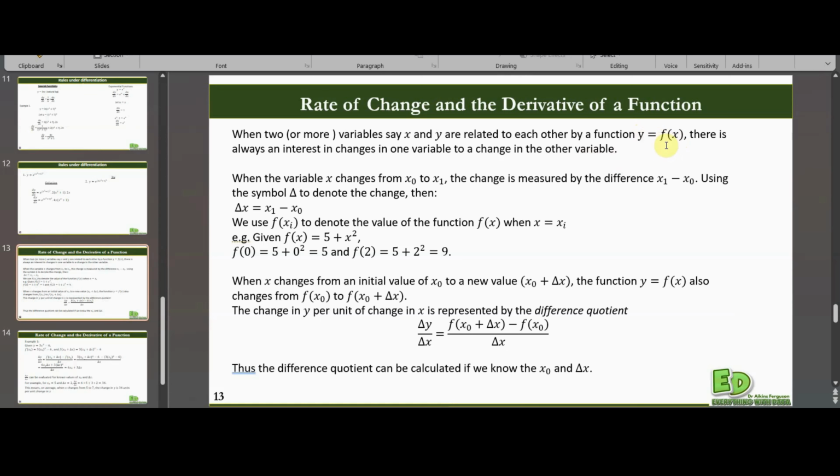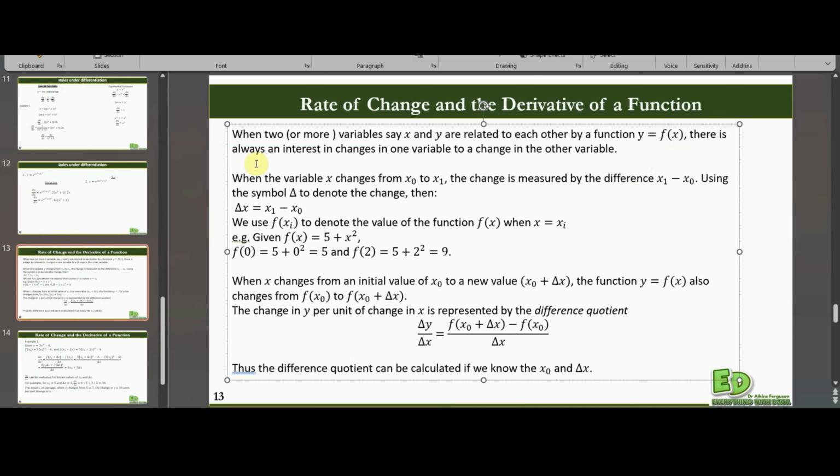But take note that if it is y equals x squared, then we'll say that the differential will be dy over dx is equal to 2x. But if the function is given as f of x equals x squared, then we'll say f prime of x is equal to 2x. If you are given f of x equals x squared, then f prime of x is equal to 2x. That means the differential of that function is 2x.